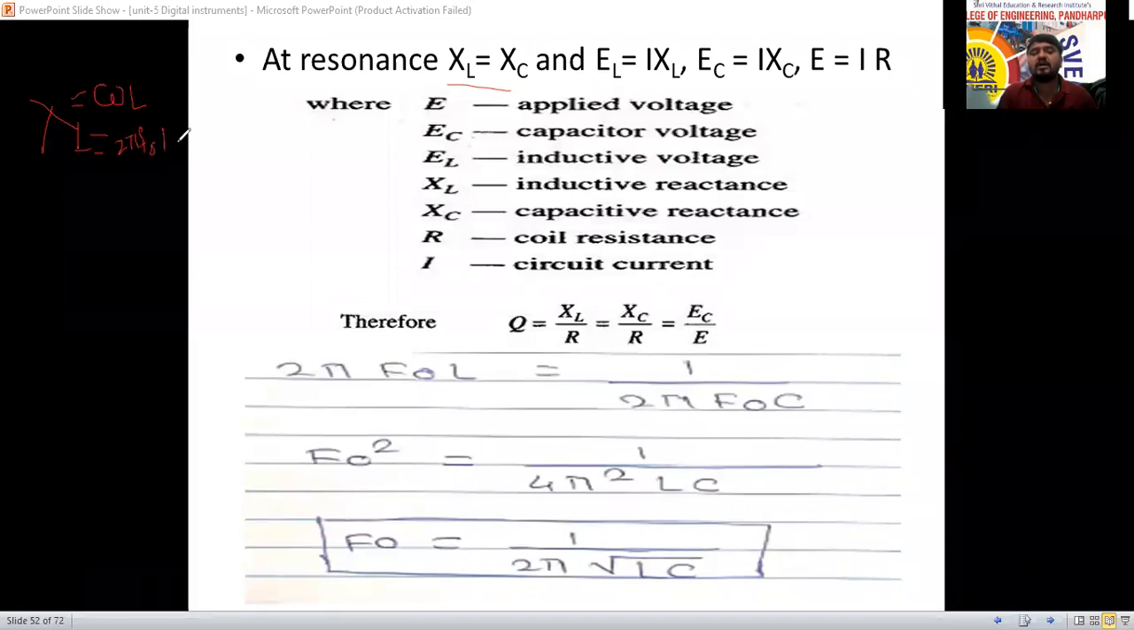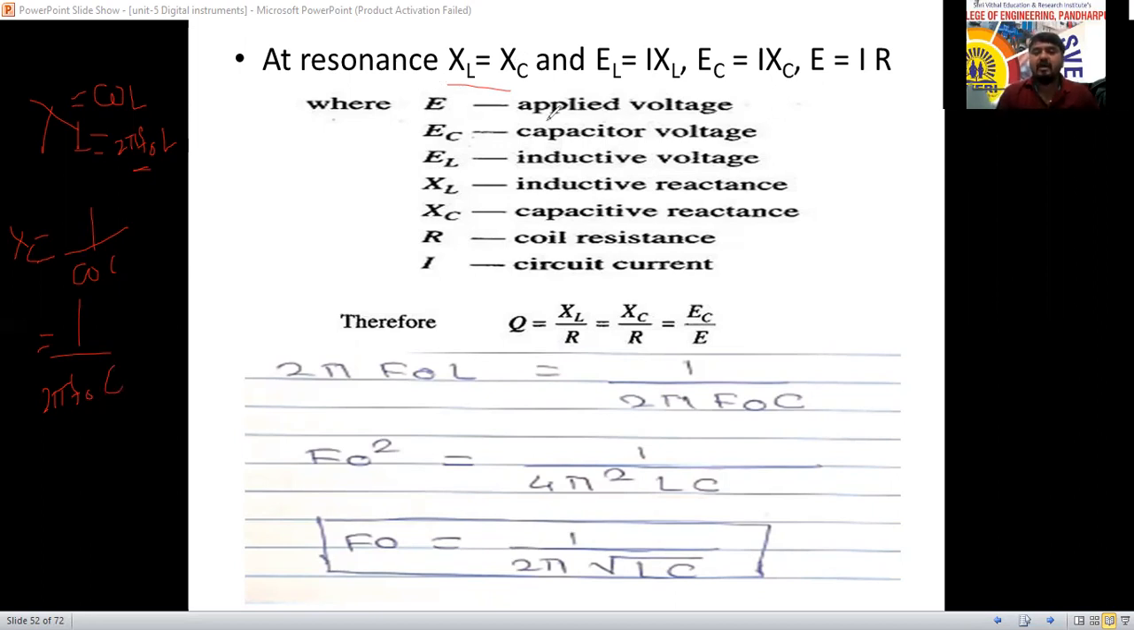F naught is nothing but the frequency at resonance that we are going to consider, and XC equals 1 by omega C. So XC equals 1 by 2 pi F C. We can write this as 1 by 2 pi F naught C here. Now we'll consider some parameters.